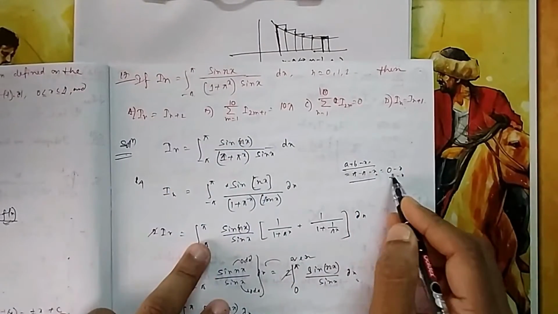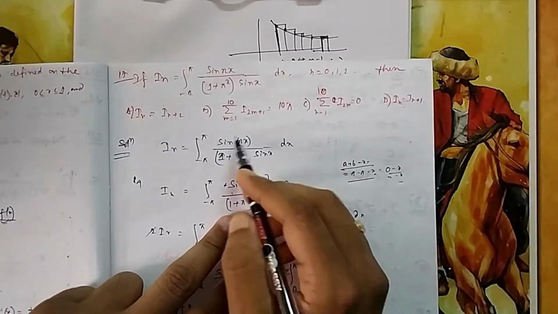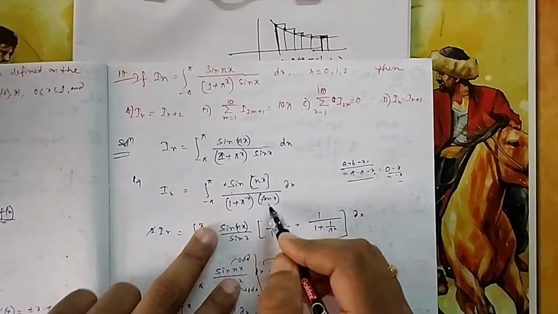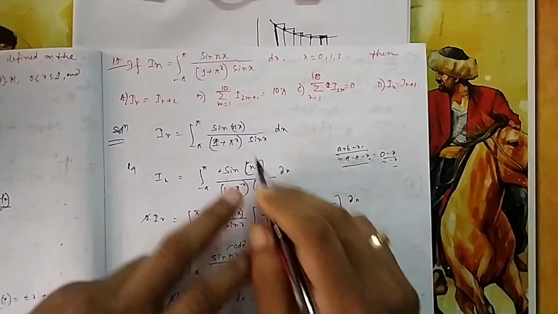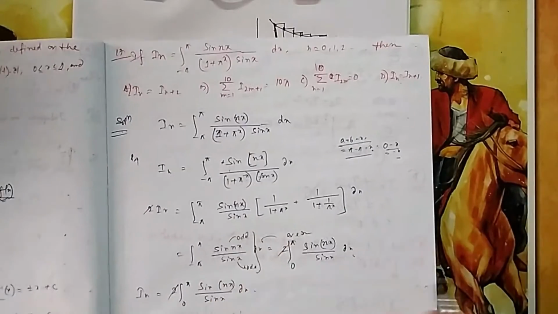If we apply the queen rule, instead of x we will be putting minus x. So it will be minus sin x by e to the x, and this will be minus x, and this minus and this minus will cancel. This pi by x will give 1 by pi by x. So if you add these two, if you take the LCM, then this will cancel, and you will be left with only this much.